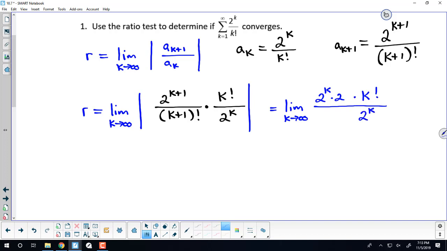What is k plus 1 factorial? How are we going to rewrite that so that it's more conducive to simplifying this? k factorial times k plus 1. Yeah, k plus 1 times k factorial. So k plus 1 quantity factorial is just k plus 1 times k factorial, right?